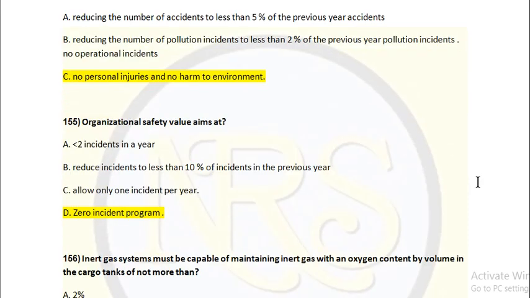Question number 155, organizational safety value aims at: option A, less than 2 incidents in a year. Option B, reduce incident to less than 10% of the incident in the previous year. Option C, allow only 1 incident per year. Option D, zero incident program. For question number 155, the correct answer is option D, zero incident program.